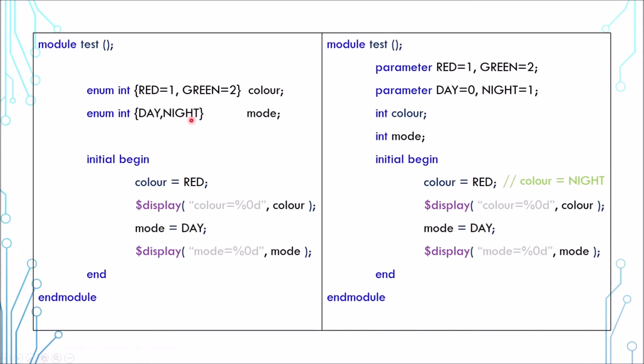SystemVerilog introduces a new syntax to resolve all those problems. It is called enumeration or simply enum. In this code, color is an int and can only take on value red and green. Mode is also an int and can only take on value day and night.